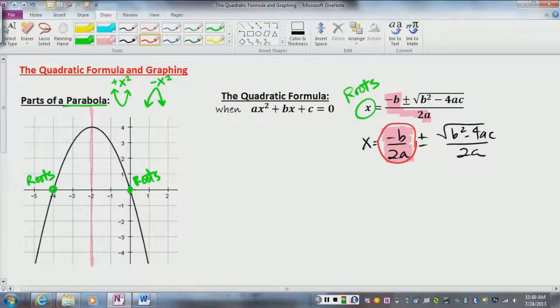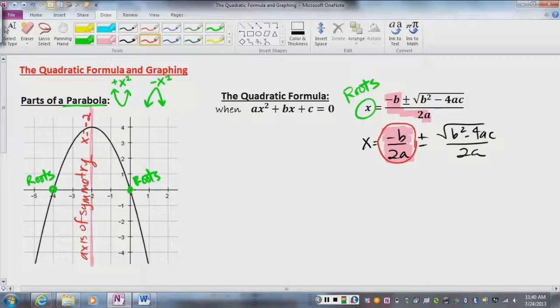My roots are at -4 and 0. And you'll notice the axis of symmetry is right in the middle of those. And in this example, we would say the axis of symmetry has the equation x equals -2.